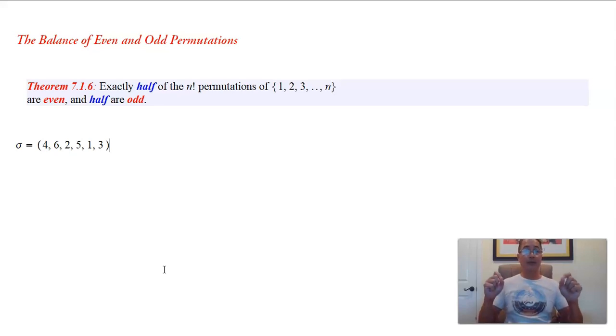Again, it has everything to do with permutations. So, as a bonus, exactly half of the n factorial permutations of 1 through n are even and half of them are odd. So this will result in exactly half of the n factorial terms in the determinant formula to have a positive contribution and half to have a negative contribution.